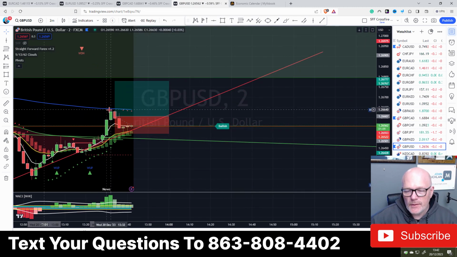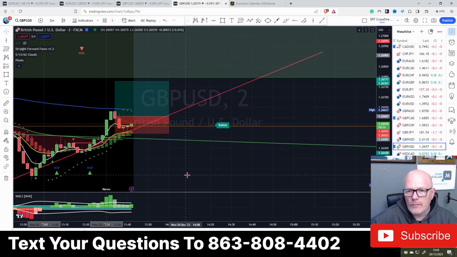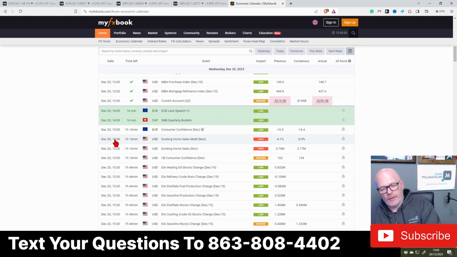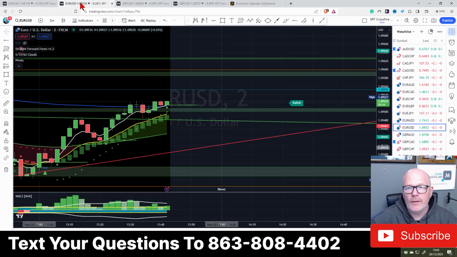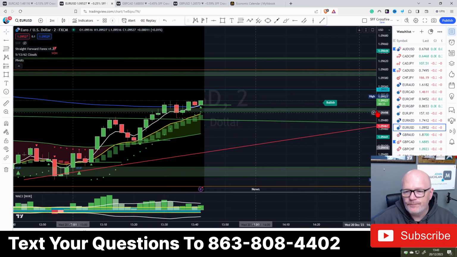So this bounced off the 200, and now it just seems to be meandering sideways. Just going to show our news again. Our US news is at 1500. So I'm sure it'll be coming up. I'm sure TradingView will let me know.